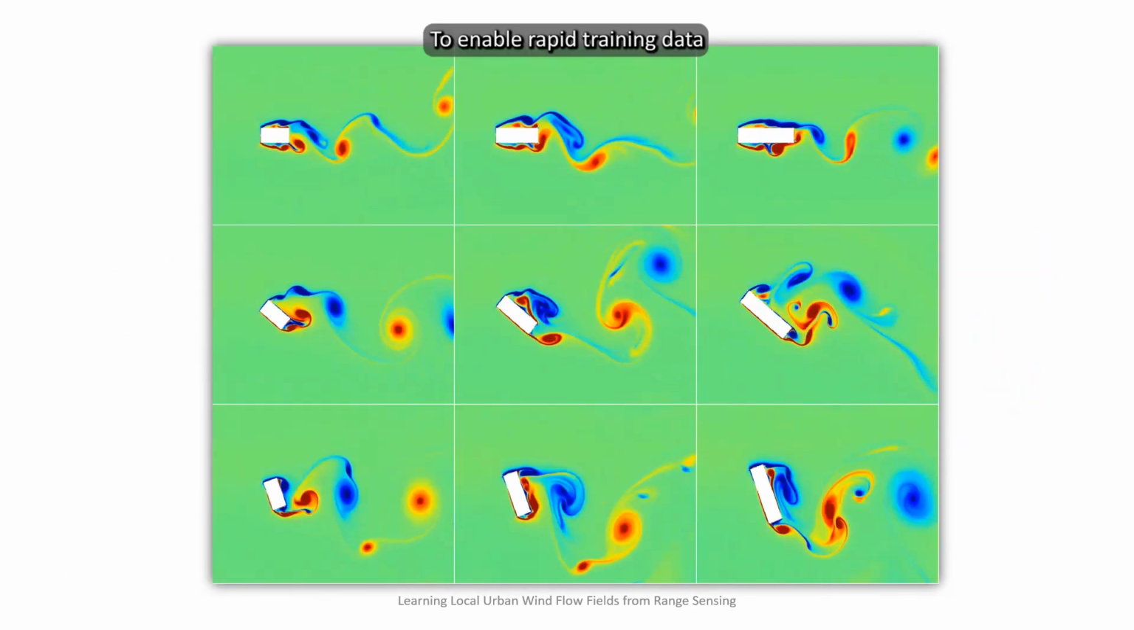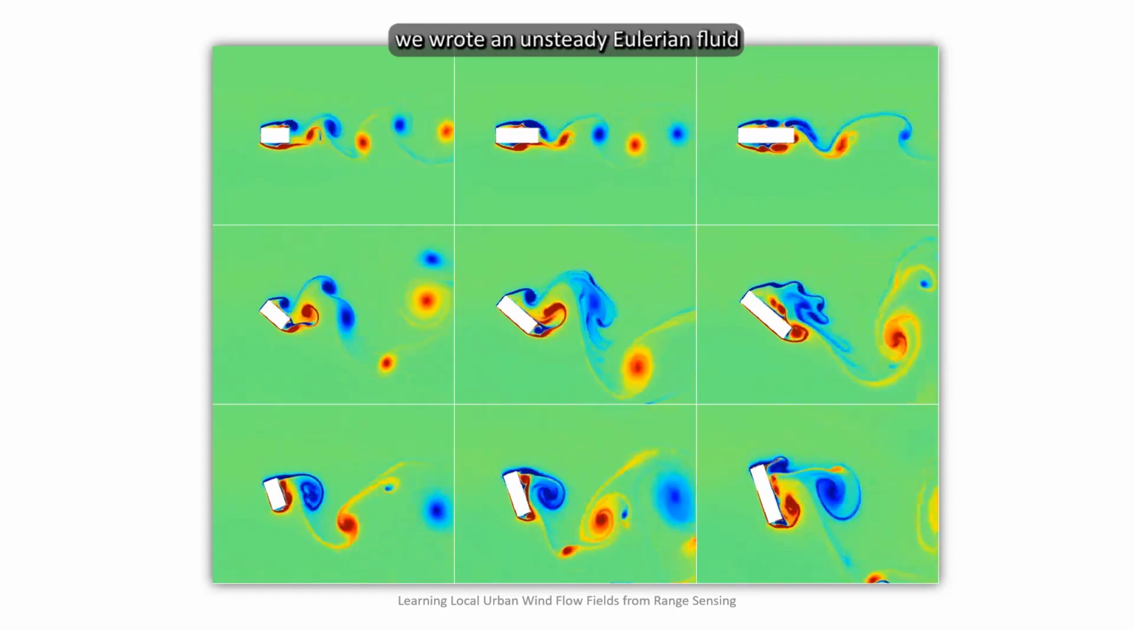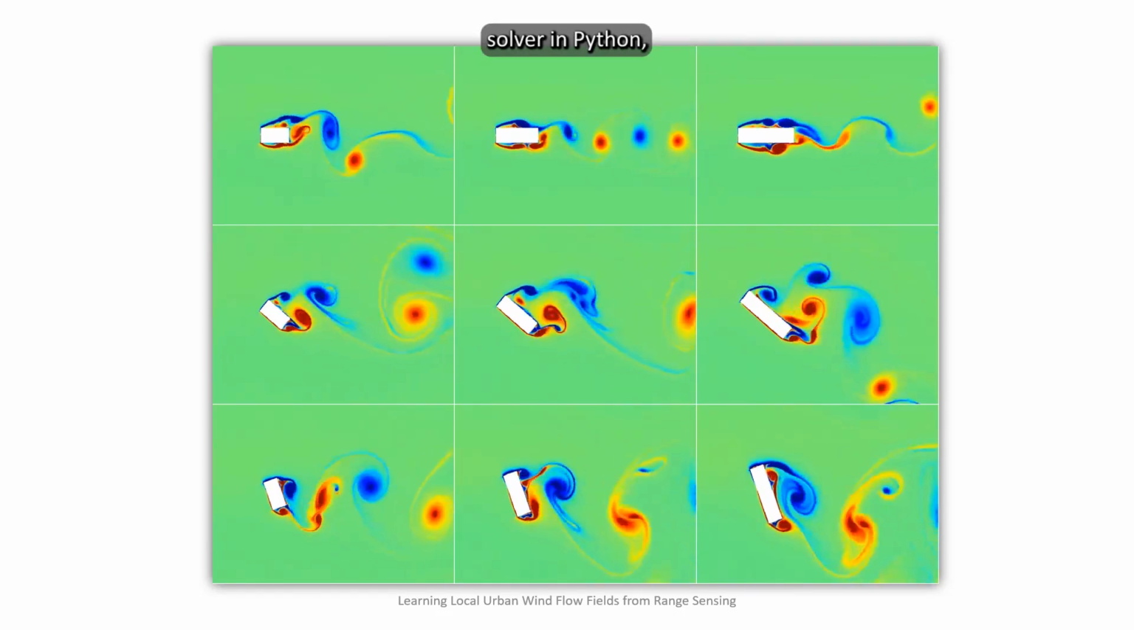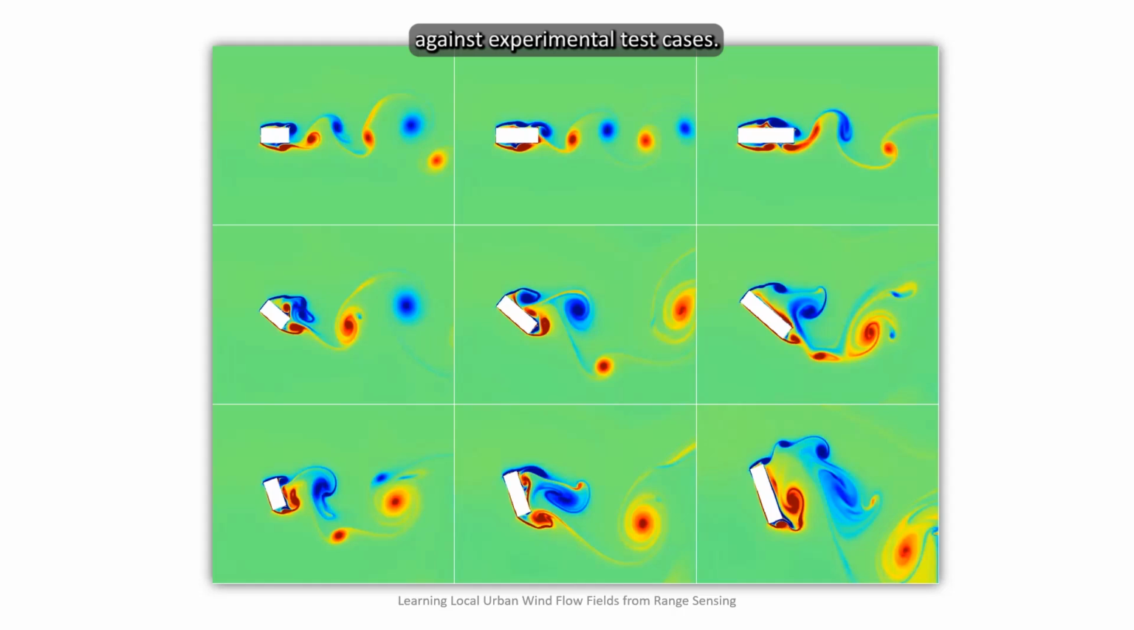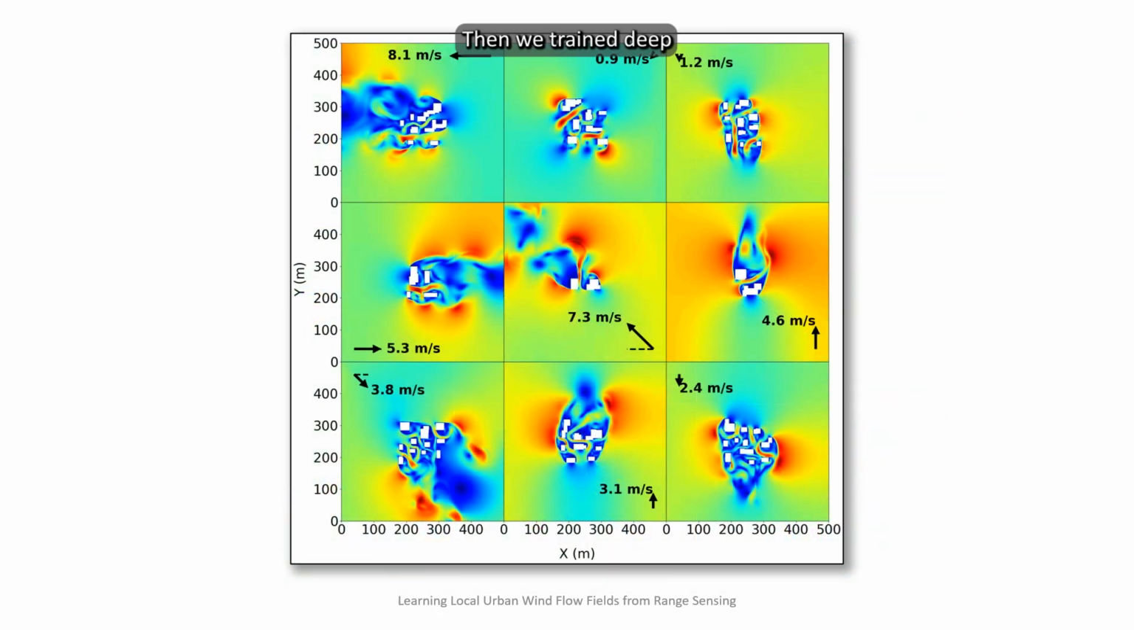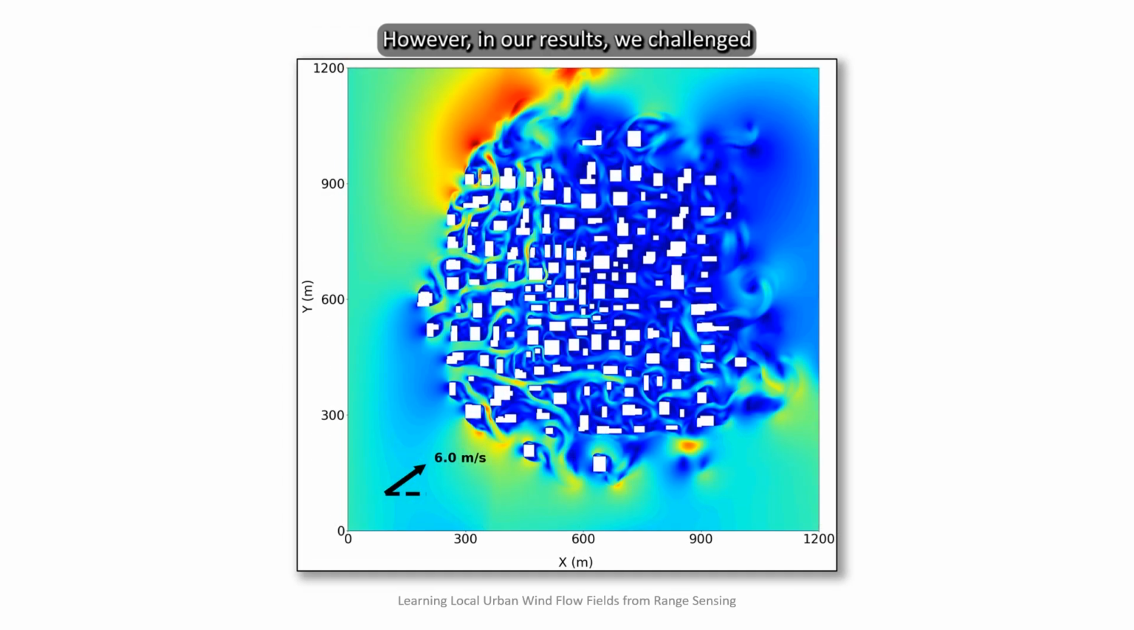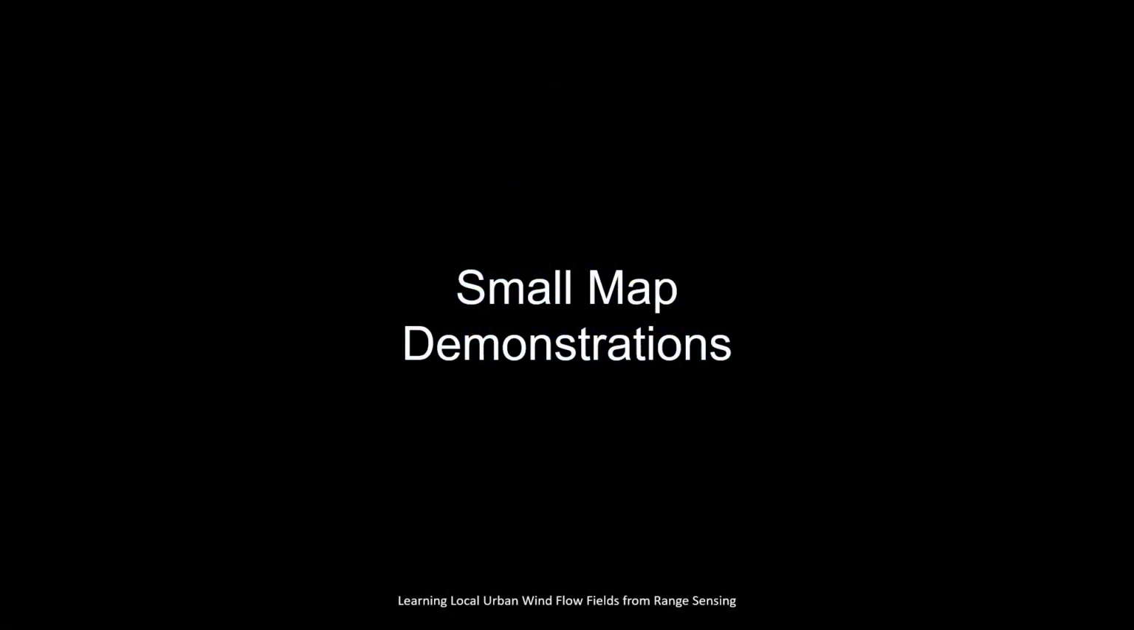To enable rapid training data collection and experimentation, we wrote an unsteady Eulerian fluid solver in Python, which was validated against experimental test cases. Then, we trained deep neural networks on time-averaged wind flow through small, procedurally generated maps with random wind conditions. However, in our results, we challenged the generalizability of the networks by evaluating them on much larger maps with over 200 buildings.